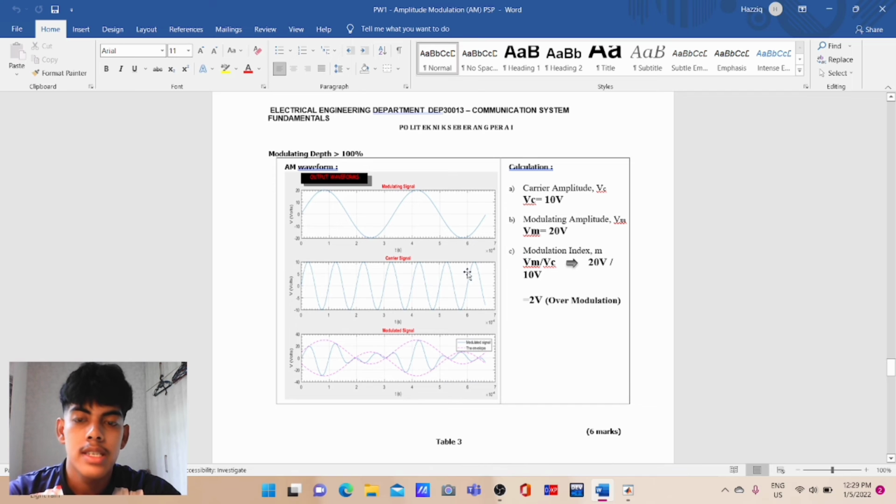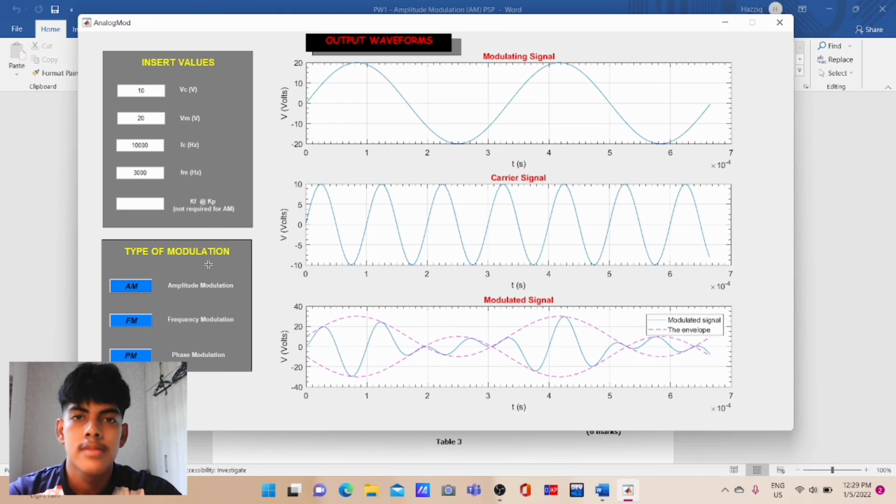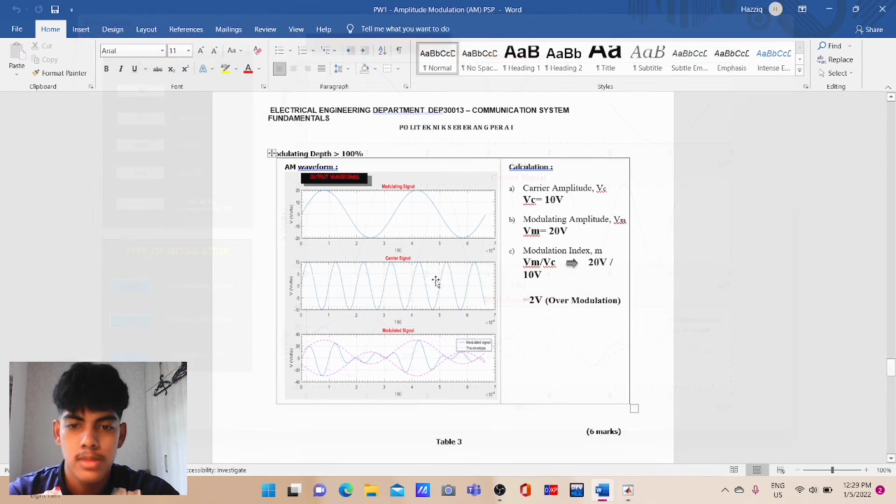Next we will find the waveform for table 3, where VM is 20 volt. So this is the waveform for the modulating signal, carrier signal and modulated signal for table 3. The VC is 10 volt, VM is 20 volt, and the modulation index VM over VC is 20 over 10, and the answer is 2.